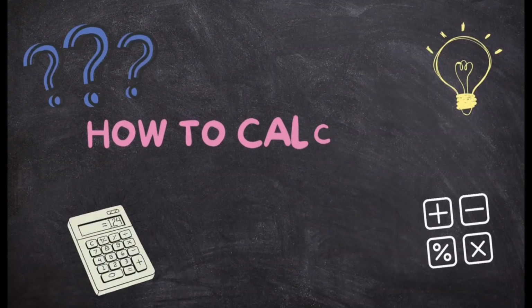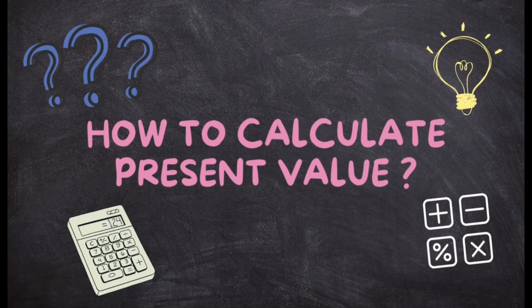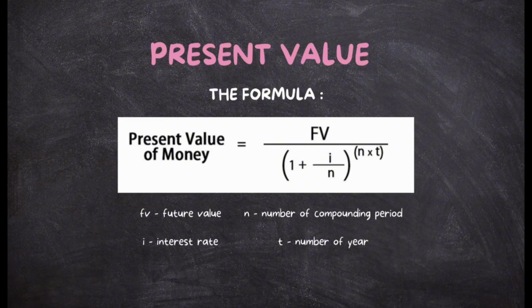Did you know how to calculate the present value of money? So here, I will tell you the simple formula to calculate the present value of money. The formula of present value is equal to FV, which is future value, over 1 plus i, which is the interest rate, over n, which is the number of compounding periods, with the power of n times t, where n is the number of compounding periods, times t, which is the number of years.